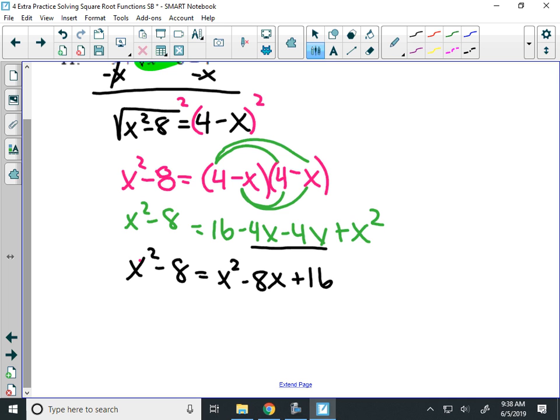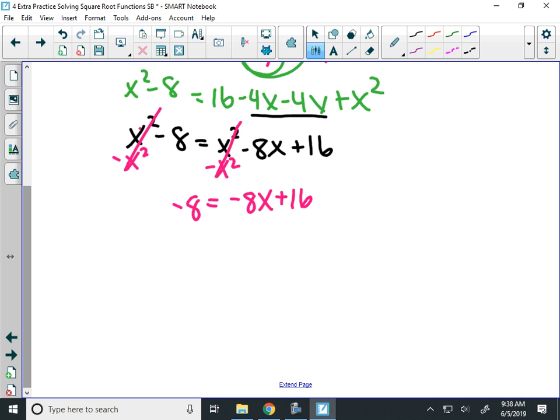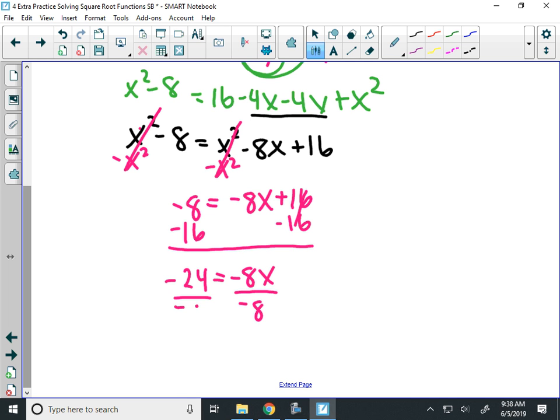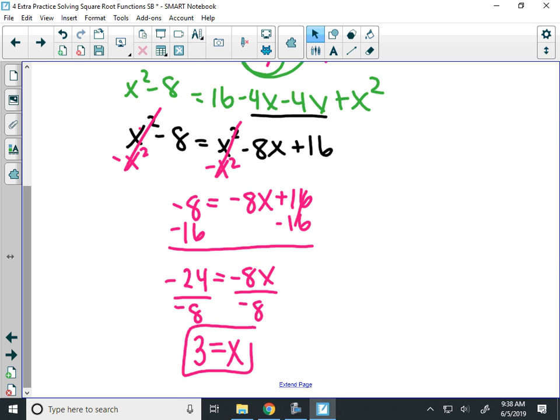If I subtract 8x, subtract x squared, getting tired, those actually go away on both sides. So I just have negative 8 equals negative 8x plus 16. And now here I can solve for x. I'm going to subtract 16 from both sides. Get negative 24 is negative 8x, and divide. So I have 3 equals x.